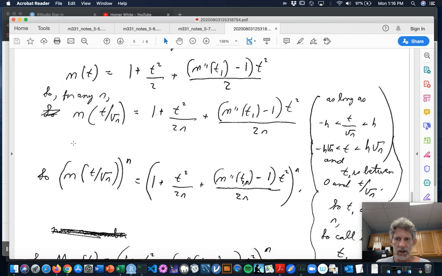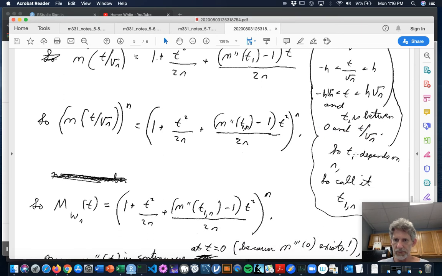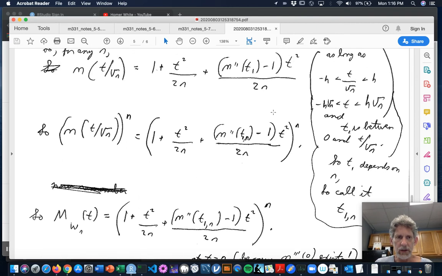Okay. Now remember, that's going to happen as long as the t over root n is between minus h and h, which puts the t between these two real numbers. And of course, the t1 has to be between 0 and t over root n. So strictly speaking, the t1 depends on n. So I really should be calling it t sub 1n to indicate its dependence on n. The book doesn't do that. I think they should. I'm going to start doing that now.